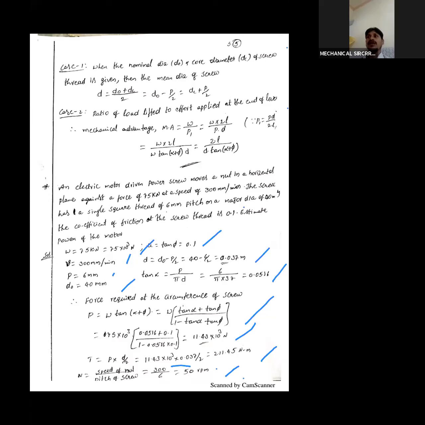For the calculation of N, observe what we said in our problem, that it belongs to the nut. The power screw moves a nut in a horizontal plane against a force of 75 kilonewton at a speed of 300 mm per minute. They talk about the nut, so we calculated the speed of the rotor. N equals 50 RPM.